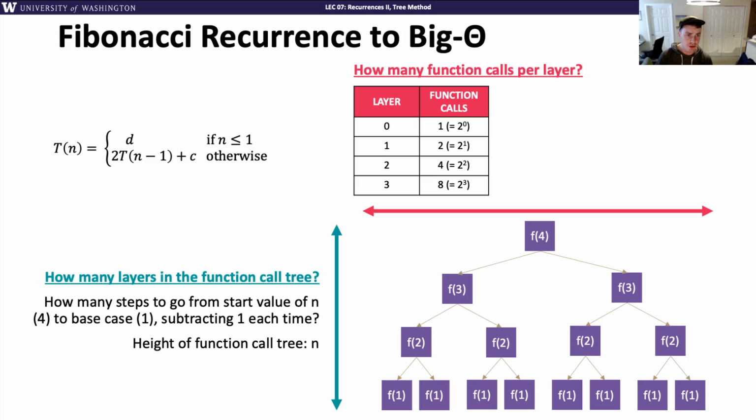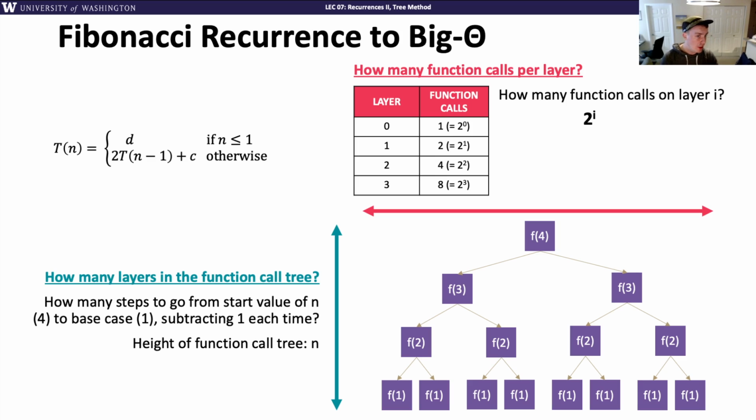So at layer 0, there is 1 function call. At layer 1, there are 2 function calls. At layer 2, there's 4, at layer 3, there's 8, doubling each time. We can more concisely write that as 2 to the 0, 2 to the 1, 2 to the 2, and 2 to the 3, respectively. And again, just for notational convenience, we're going to call that first layer, the one at the top, layer 0. That means the number of function calls on layer i is going to be 2 to the i, right? You can see that pattern in that table here.